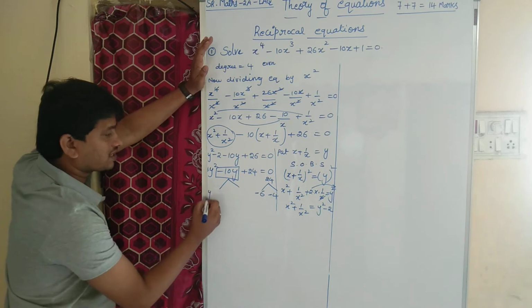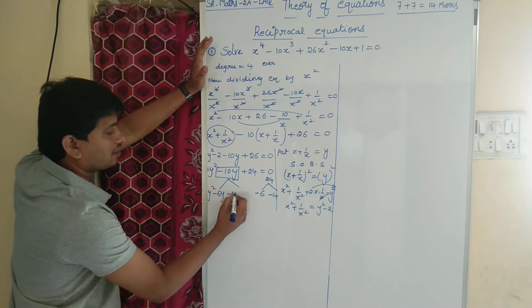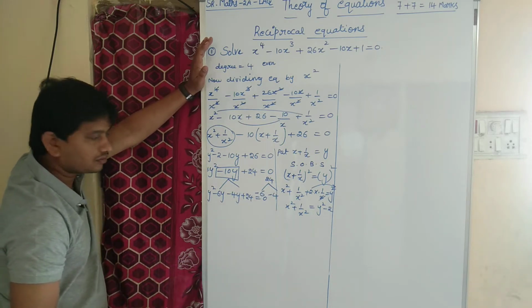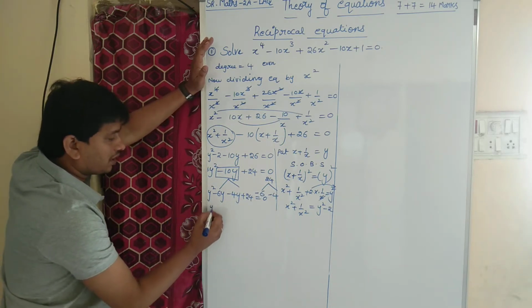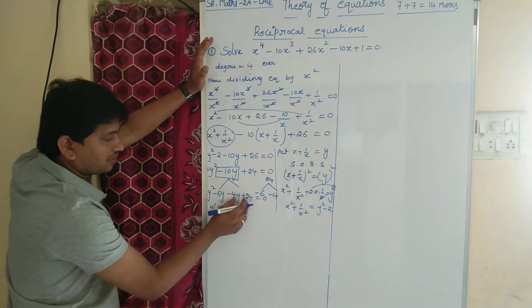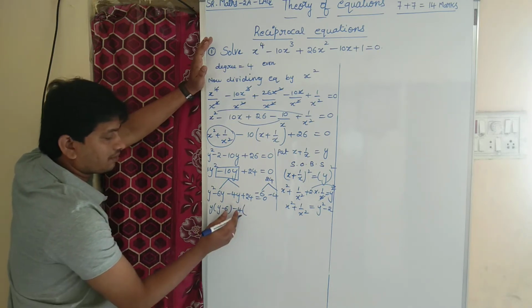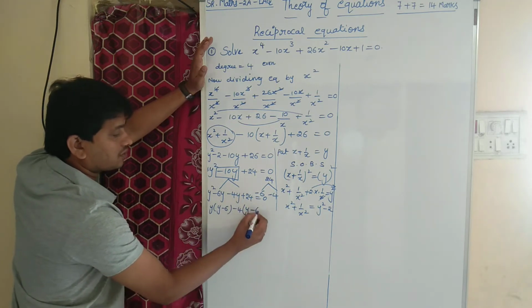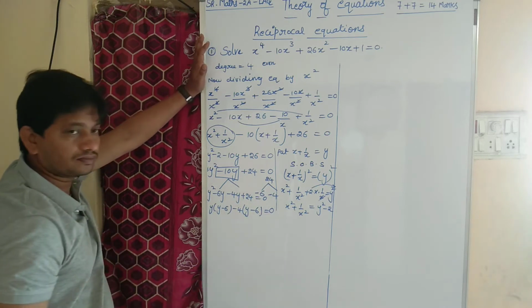So I can write y square minus 6y minus 4y plus 24 equal to 0. Now from these two terms, I can take y as common, y minus 6. From these two terms, I can take minus 4 as common, minus 4 into y minus 6, minus into minus plus, 4 sixes are 24, equal to 0.